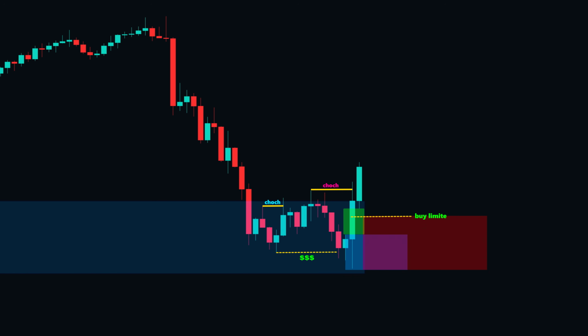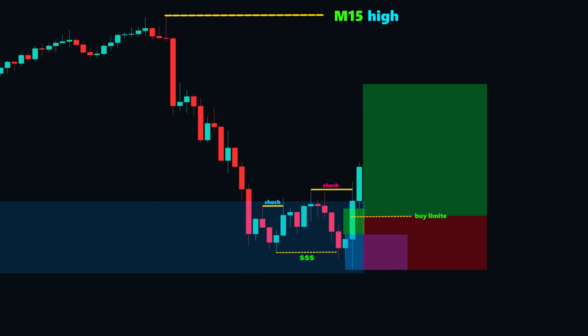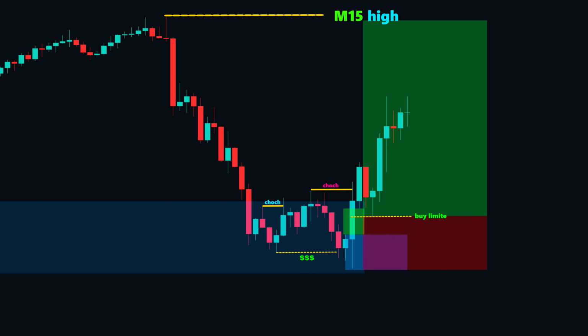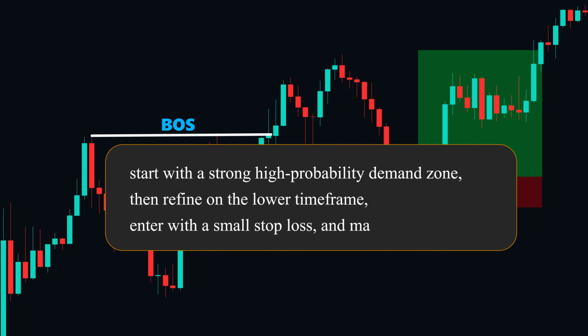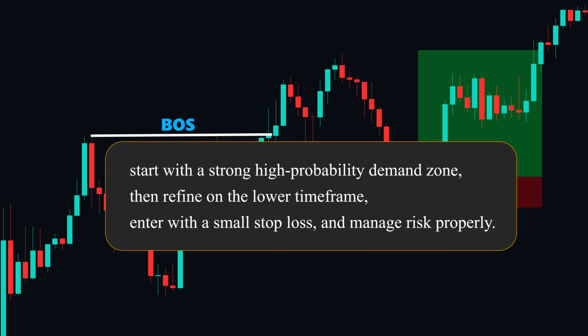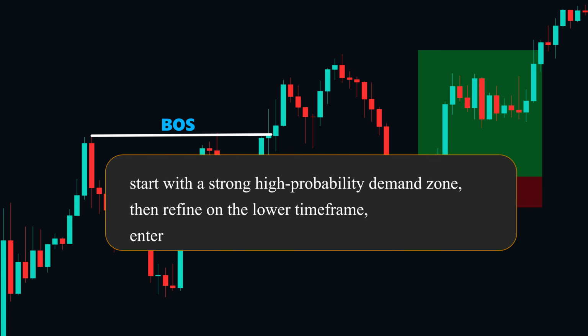Now for targets. Simple. Aim for the M15 high. When we run it forward, price reacts perfectly, moves higher on M5, and eventually hits our M15 target. This is how we should trade. Start with a strong high probability demand zone, then refine on the lower time frame. Enter with a small stop loss, and manage risk properly. Follow this entry model and you'll have much cleaner setups.